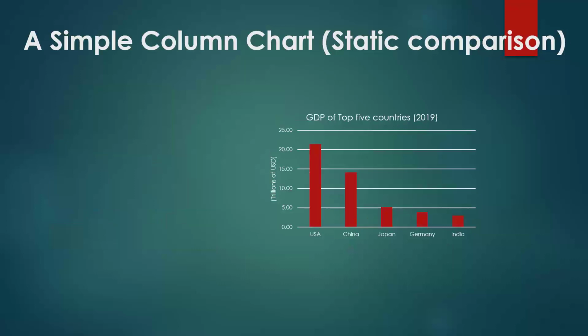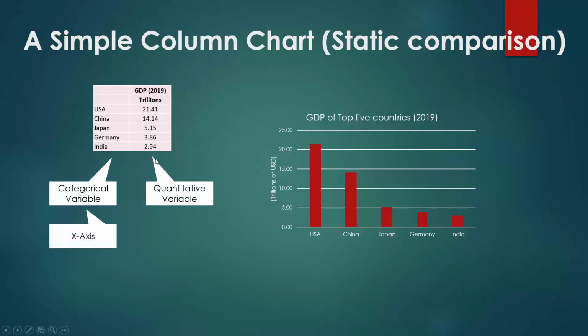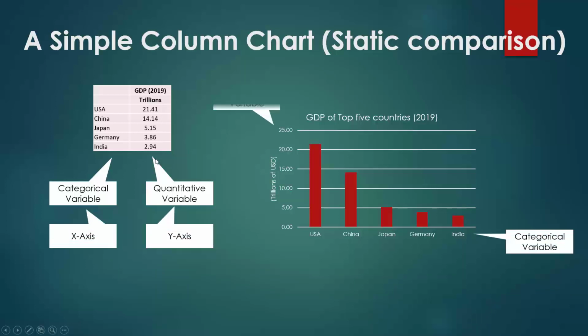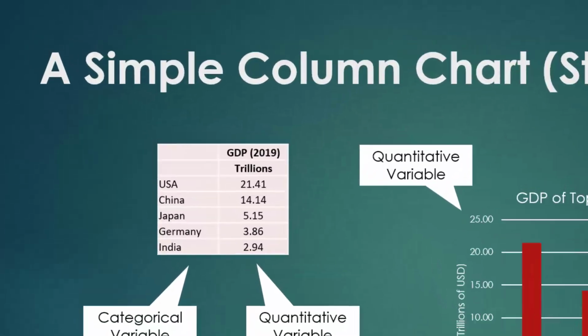Now, there's a slight variation of this column chart. Here, we have the same categorical variable and the same quantitative variable, but we have sorted it from highest to lowest values. It's the same graph, except this time we have added some value to it by displaying the columns in descending order. So let's see how to draw these column charts in Excel.